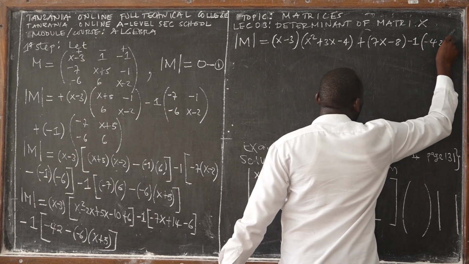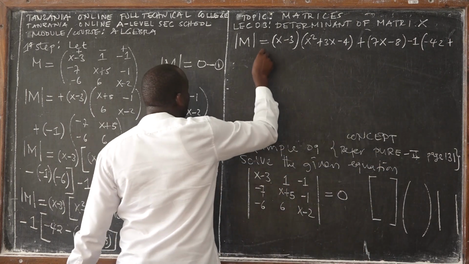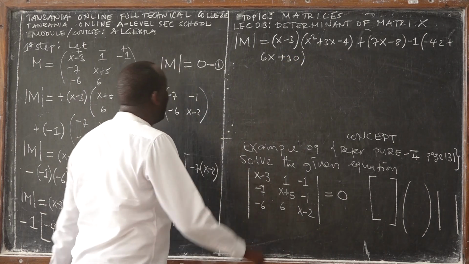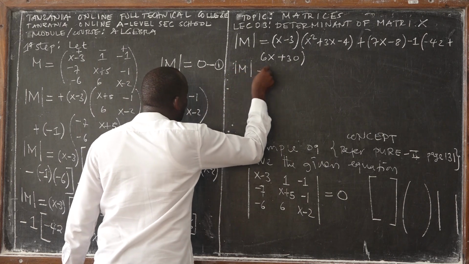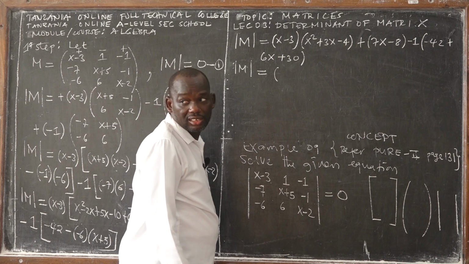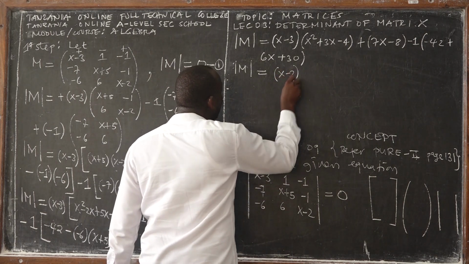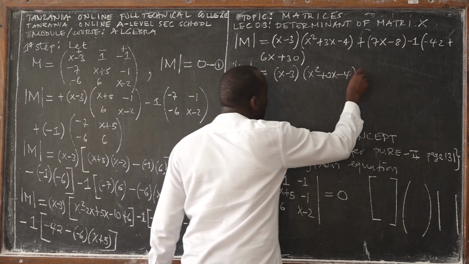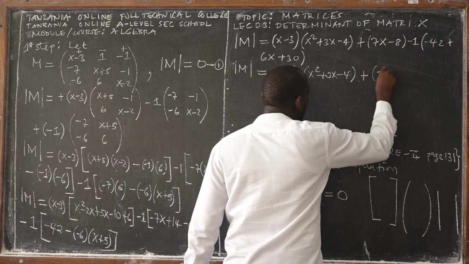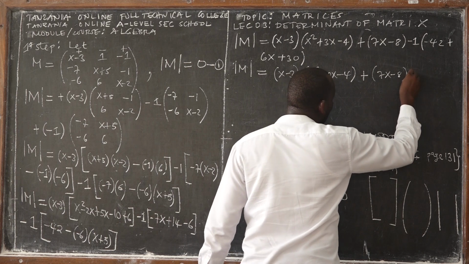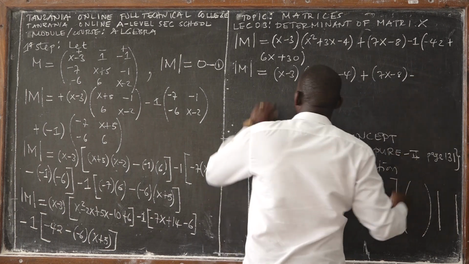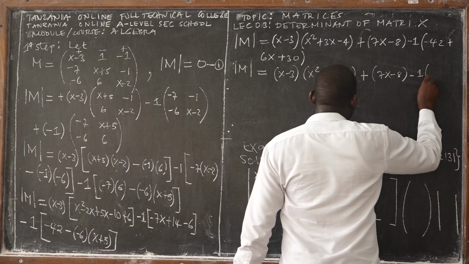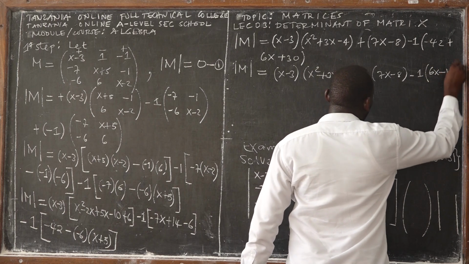Plus 6x plus 30. Is this it? So the determinant of matrix M is equal to x minus 3, then x squared plus 3x minus 4, then plus 7x minus 8, then minus 1 times negative 42 plus 30, which is negative 12. So you'll have 60x minus 12. Is this it?